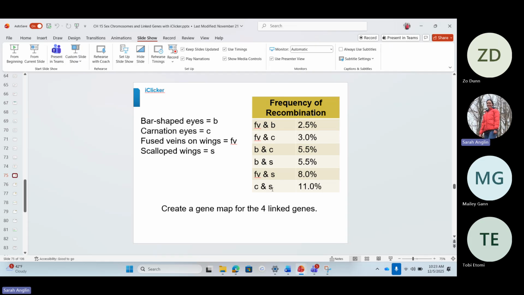So first off, I just draw a line to represent my chromosome, and then I put gene C and S on opposite ends of that chromosome. And then I know that the rest of them are going to fall somewhere in the middle.